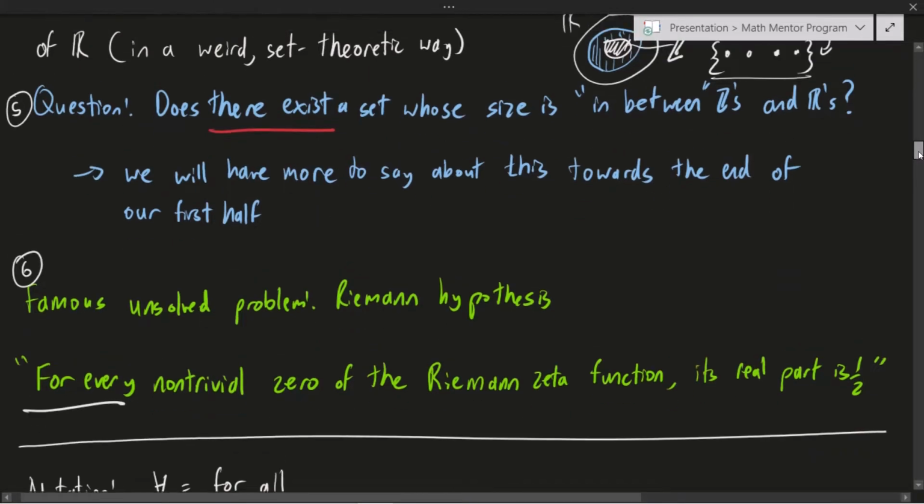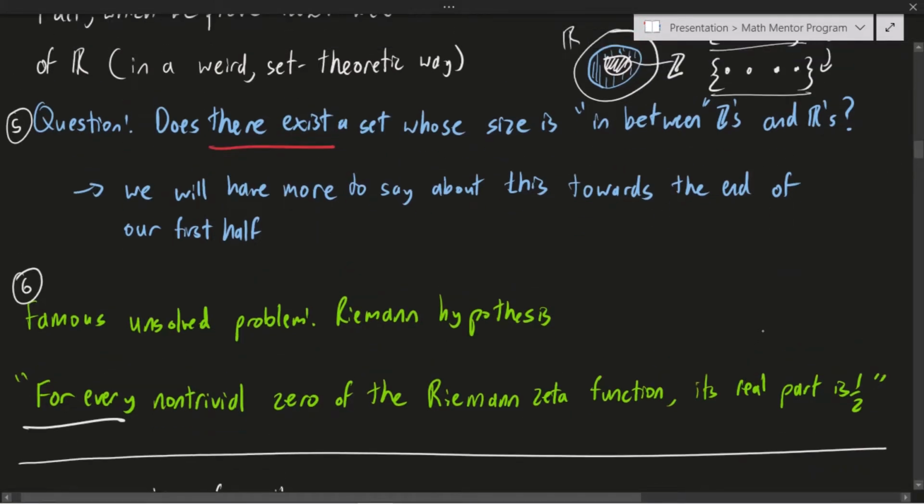And just for fun, here's a famous unsolved problem. This is one of the problems that appears under the Millennium Problems list. So it's a bunch of very famous problems that are notoriously difficult to solve because a lot of people have tried and failed to solve these problems. For every non-trivial zero of the Riemann zeta function, its real part is 1/2. The point here is not to understand what any of these words mean, but just showing you that the words "for every" really appear even at the highest levels of mathematics.